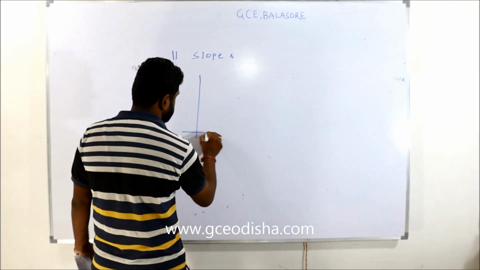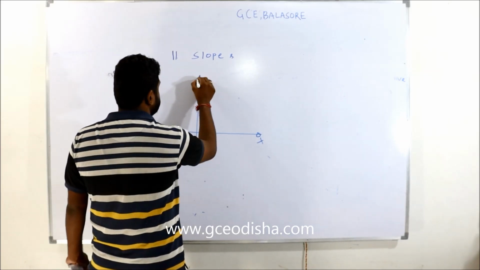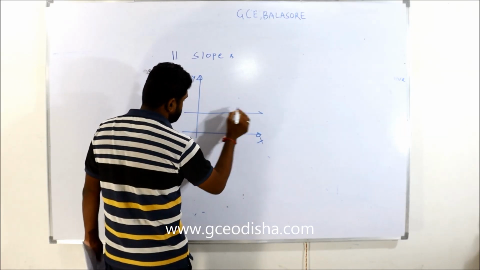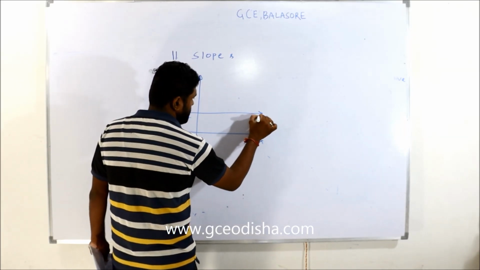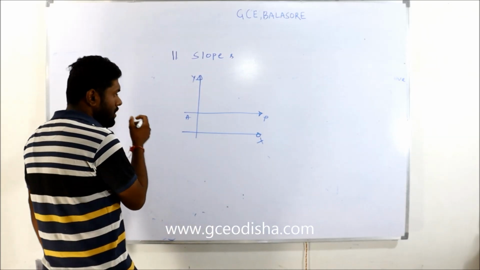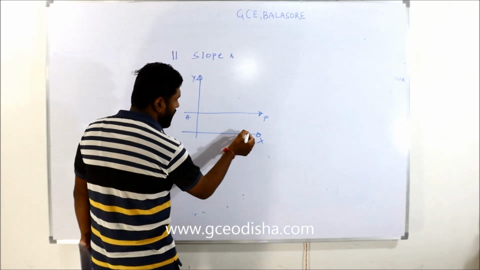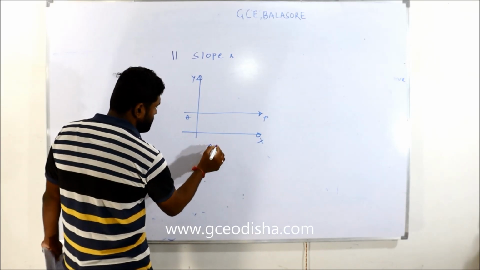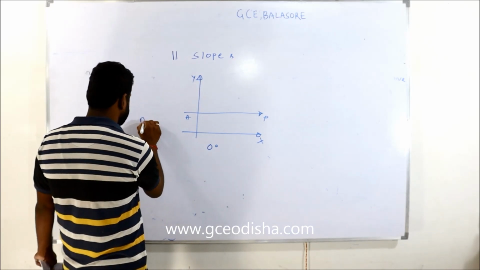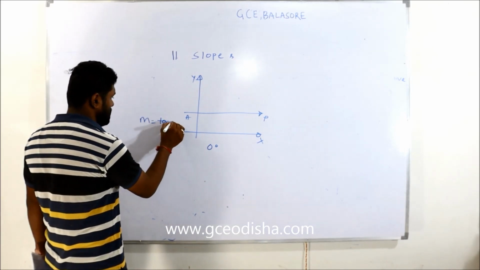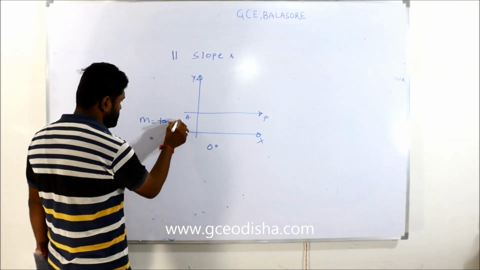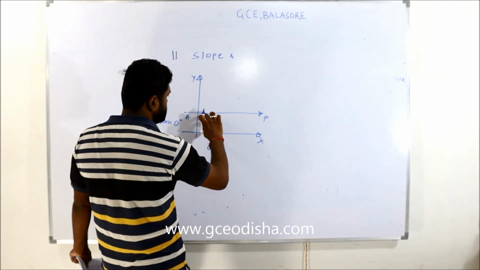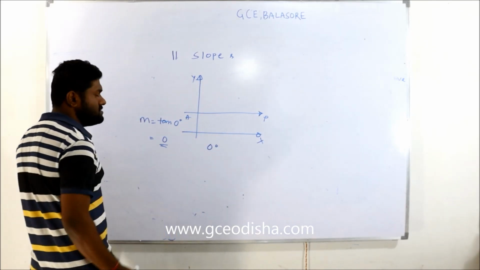Like this is the x and this is y, right? Let the line be like this. This is the line A and P. Then what is the slope? How many degrees does it make with the x-axis? This is 0 degree. Then m is equal to tan of 0. What is the tan of 0? This is 0. If the line is parallel to the axis, the slope is 0.